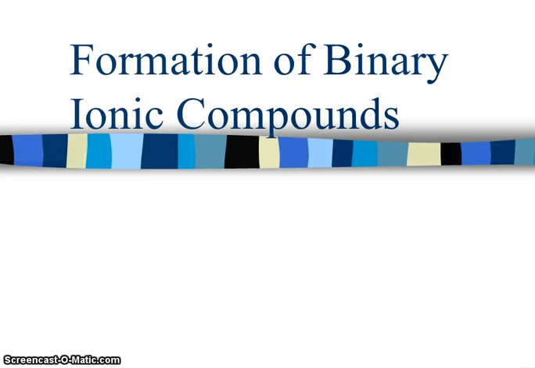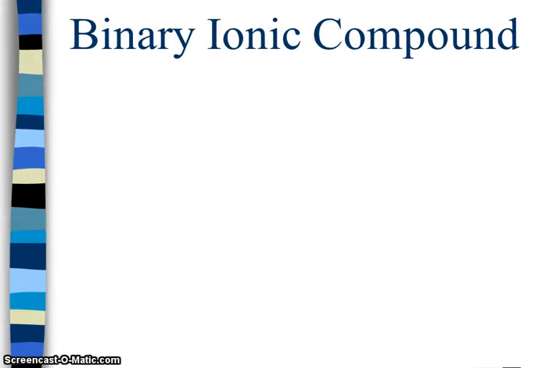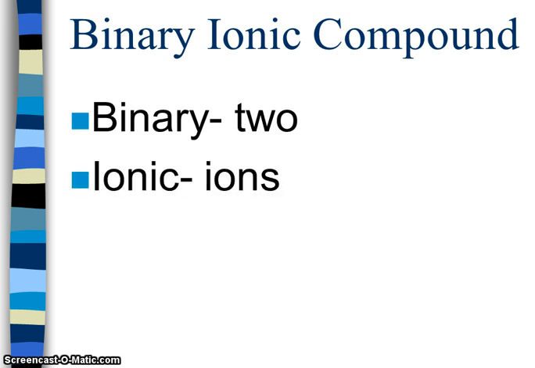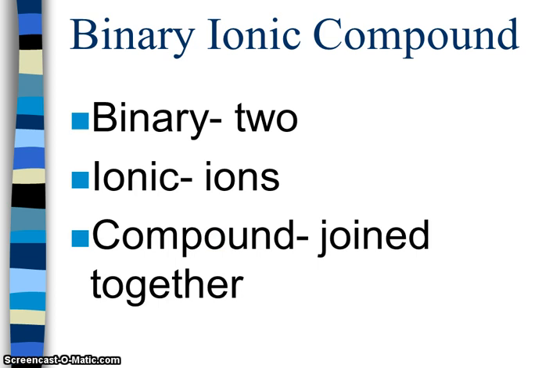Now we want to get into the formation of binary ionic compounds. So let's just break that word apart first. We know that binary means two. Ionic means we're looking at ions, positively and negatively charged particles that have either gained or lost electrons. And the word compound just means that we're joining different particles together to function as a unit.